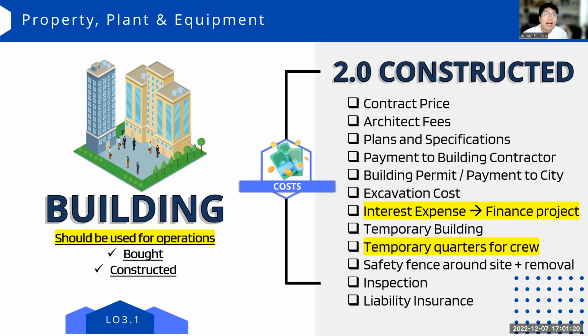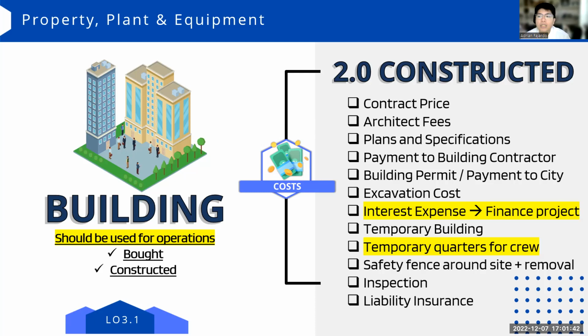Building is expensive, probably needing at least 80 million. If you're an individual, you probably don't have 80 million. So sometimes you'll borrow money, and the interest on that borrowing should be capitalized to your building. So interest expense to finance the project has to be part of the building.